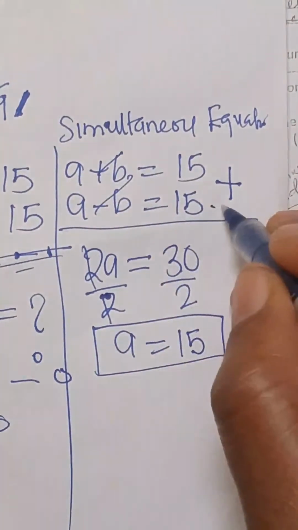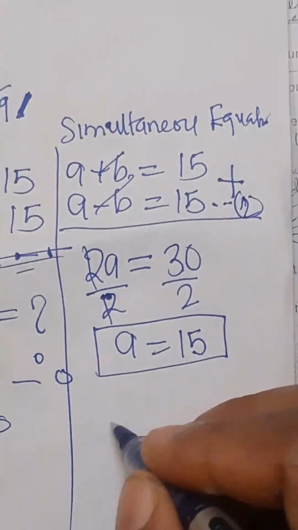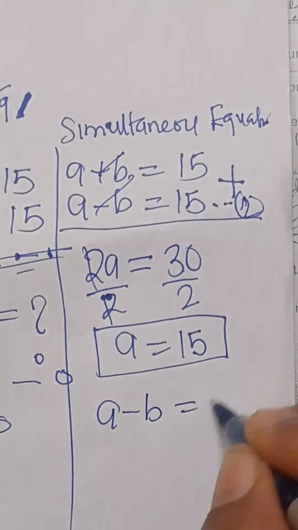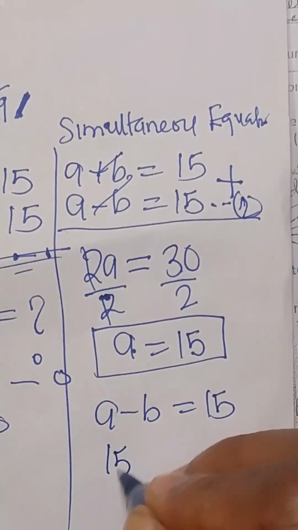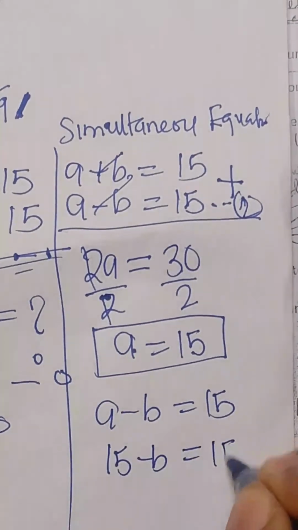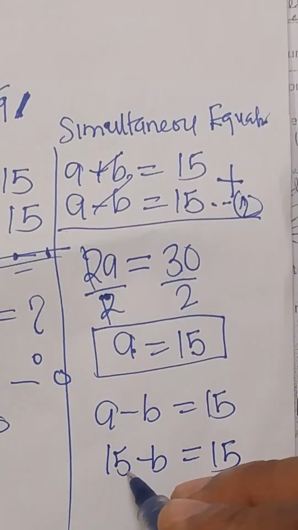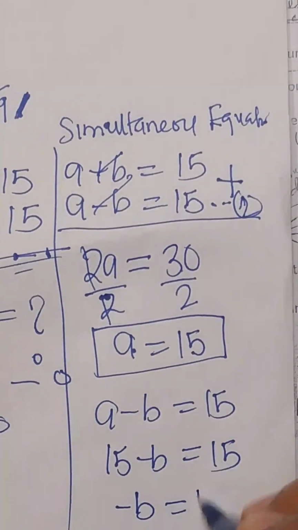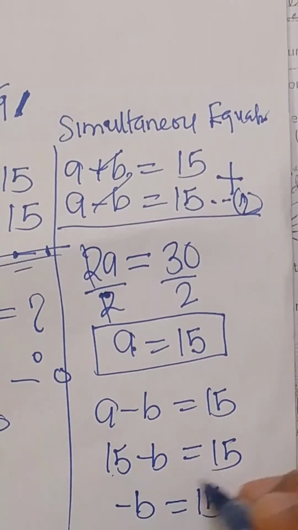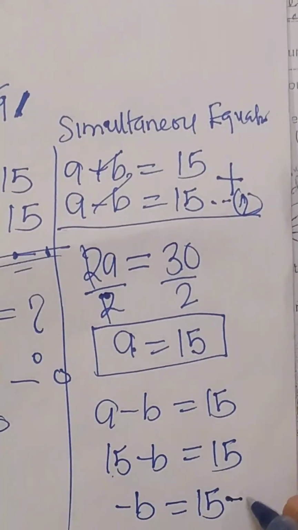So let's substitute it into equation 2. We have a minus b is equal to 15. We are told that our a is 15, so it's 15 minus b is equal to 15. So that is minus b is equal to, when this 15 crosses, we have 15. When this plus 15 crosses the equality sign, it becomes 0.